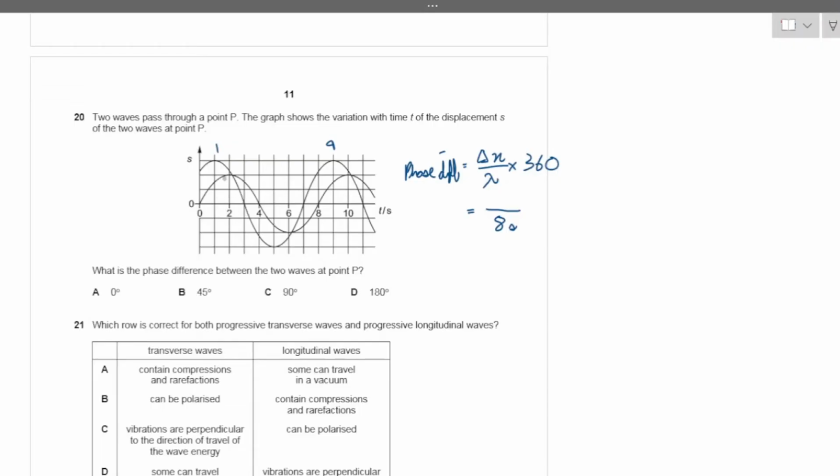Right, so let us take the crest because those are the easiest ones to identify. We have 1 point here and the corresponding point is over here on the second. We drop it down so we can see one is at 2 seconds, other one is at 1 second. So you subtract both of these, 2 seconds minus 1 second, multiply by 360. That will give you the angle. 2 minus 1 over 8 into 360. That gives you a phase difference of 45 degrees. Correct option is B.